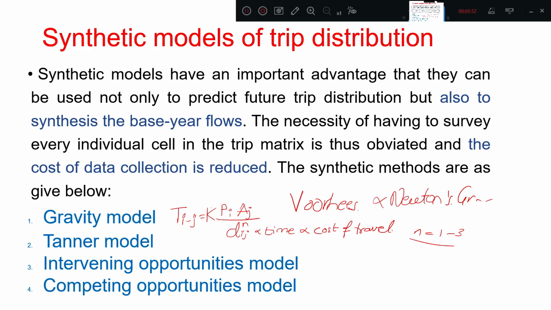Likewise, you can discuss the Tanner method, intervening opportunity model, and competing opportunity model in the future classes.